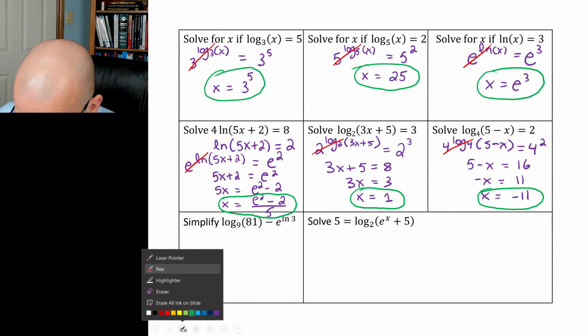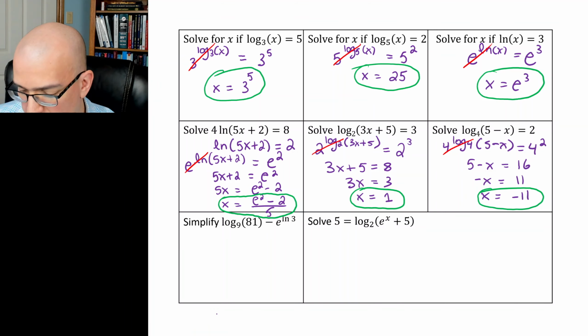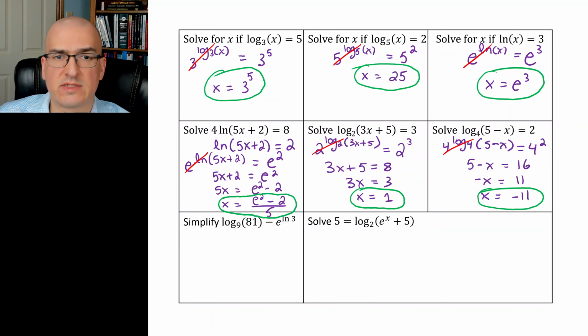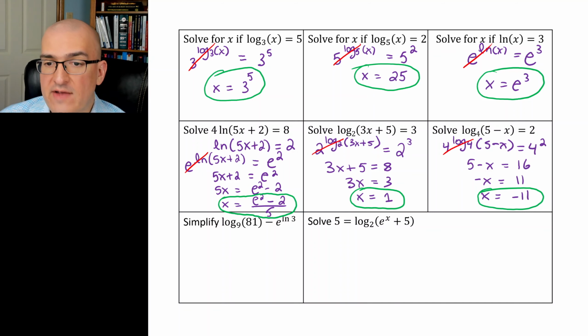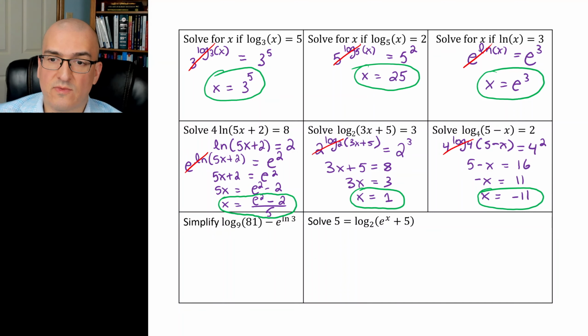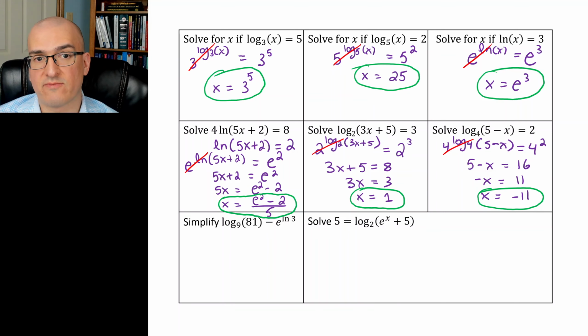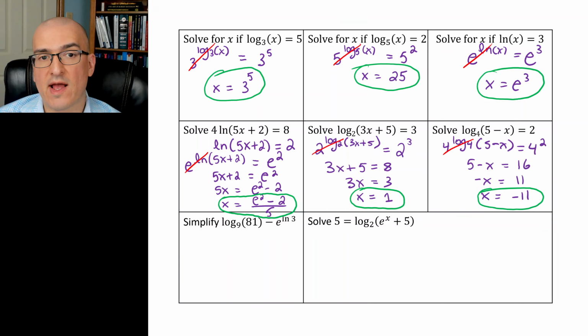Okay, I'm not going to do the bottom left right away. I'm going to do the bottom right first, since this is the same format, solving for x. I have 5 equals log base 2 of e to the x plus 5. So right now the x is trapped in an exponential function, and from there, it's trapped in a log function. I have to work from the outside first. So I want to deal with the log function first, because it's the outermost operation.